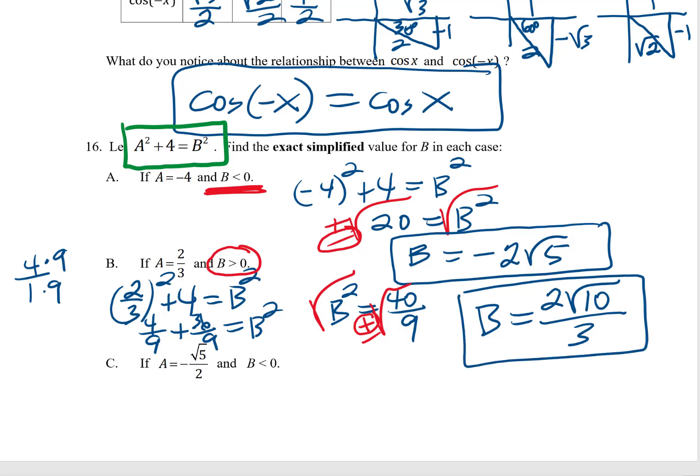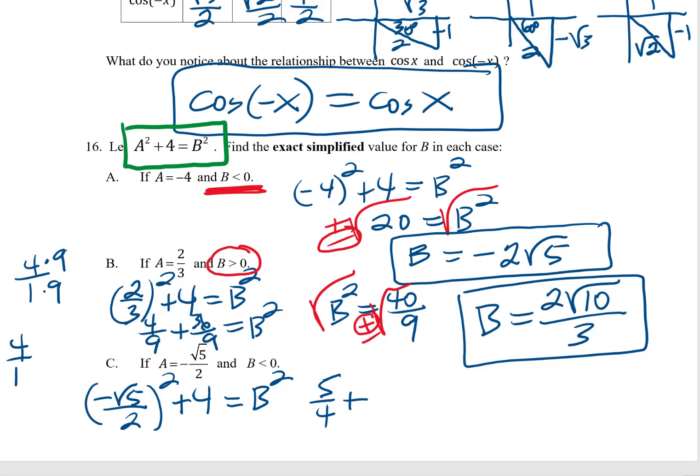Finally, for the last one, I'm squaring negative root 5 over 2 plus 4 equals b squared. Let's see, the negative times a negative will make a positive. Root 5 times root 5 is just 5, and 2 times 2 is 4, so that first fraction squared becomes 5/4. If I want to add 4 to it, again, I'm going to need a common denominator. It's going to be 16 over 4. That gives me b squared is equal to 21/4.